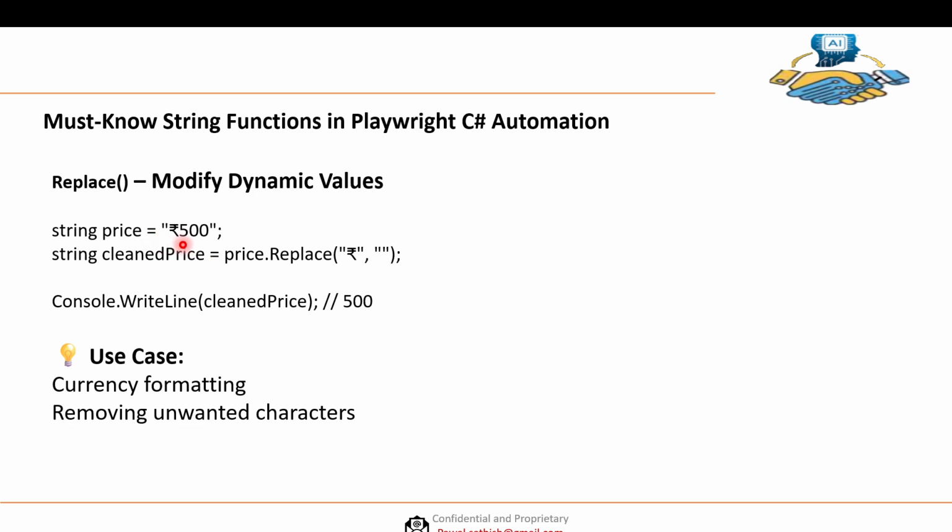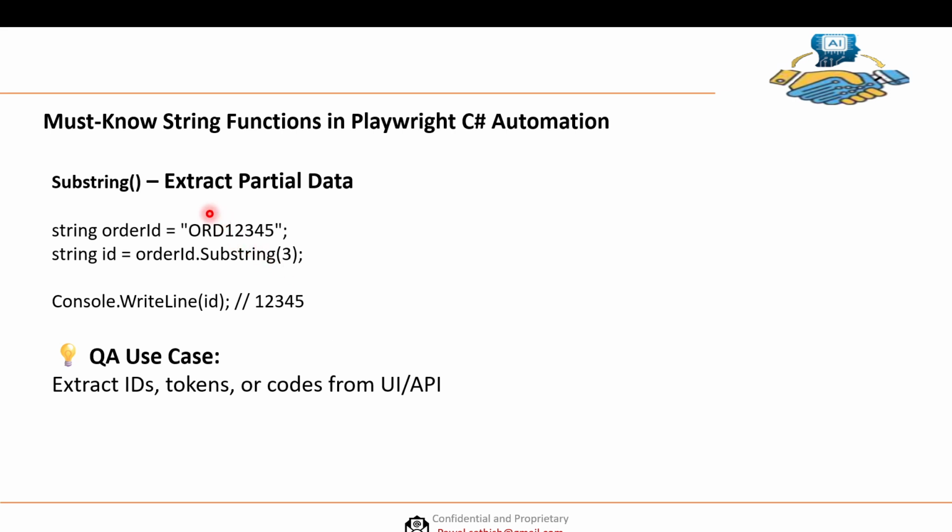Here you can see price is equal to 500. If I want to replace the symbol with an empty string, then in that case we can get only the price. It is used for currency formatting and removing unwanted characters. The next is Substring, which extracts partial data. Suppose I capture the order ID and I want to retrieve only the numbers; then using Substring we can retrieve the partial data. It extracts IDs, tokens, or codes from the UI or the API.